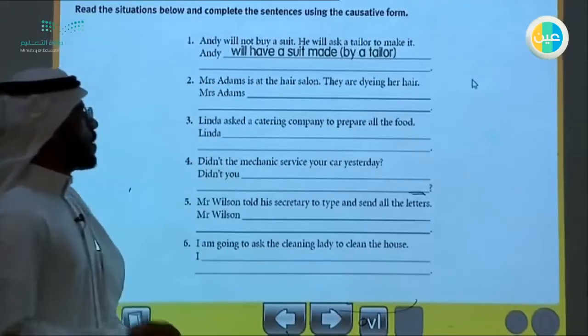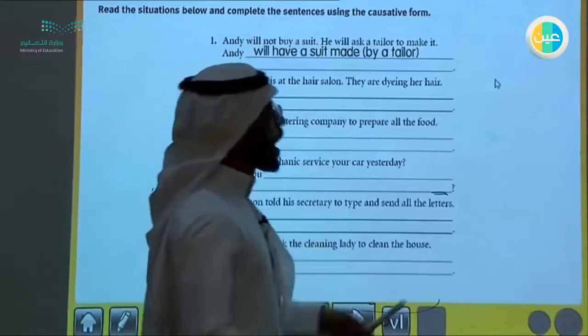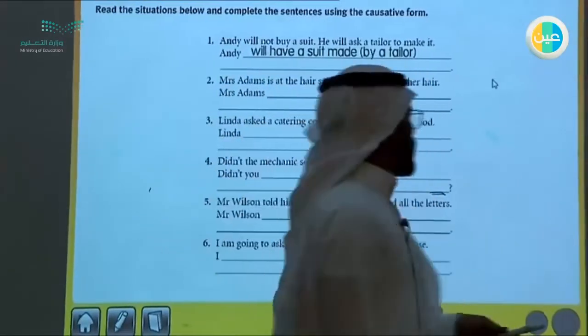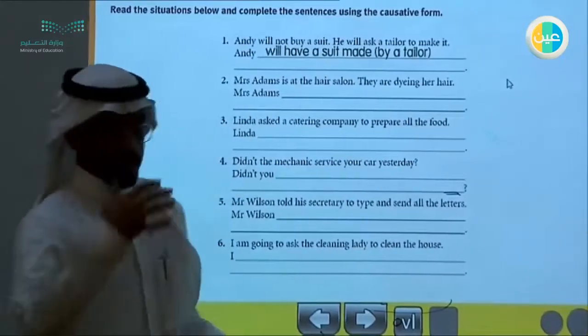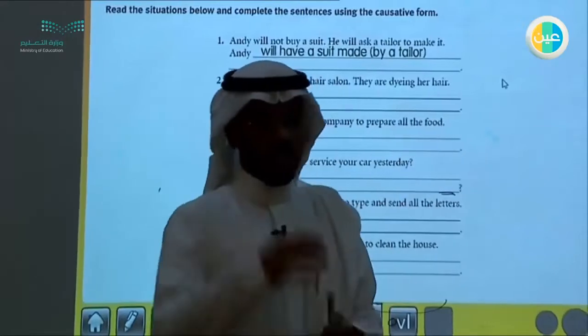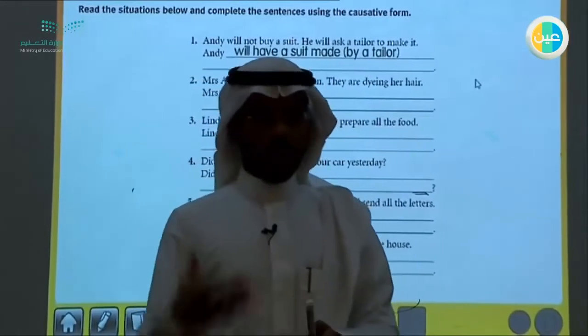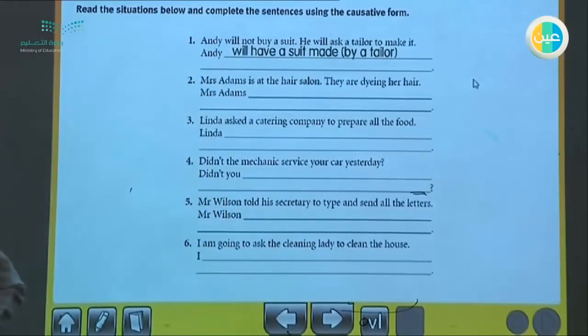Number two, Mrs. Adams is at the hair salon. They are dyeing her hair. Mrs. Adams, now they are dyeing her hair. So when does this action happen, or what tense is it? This is present progressive.